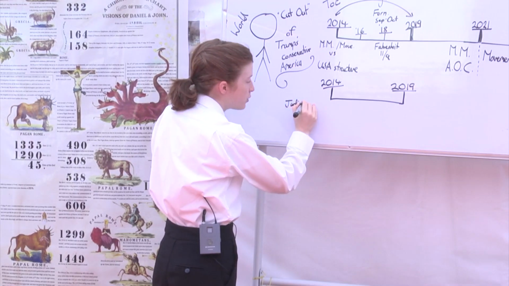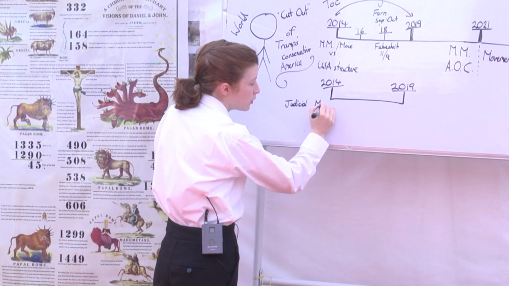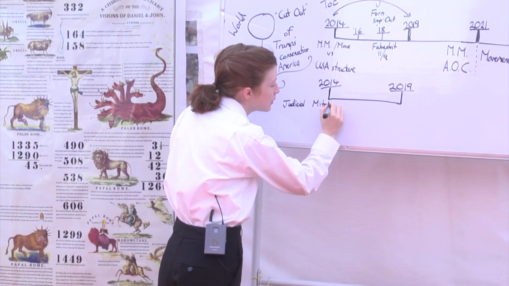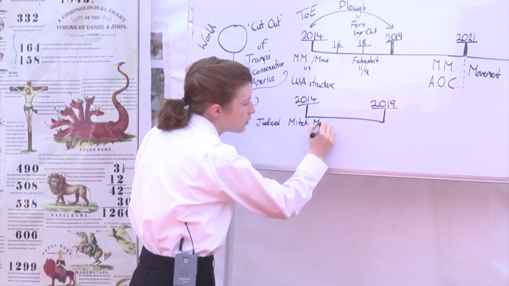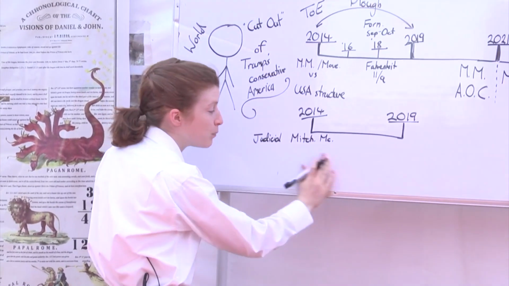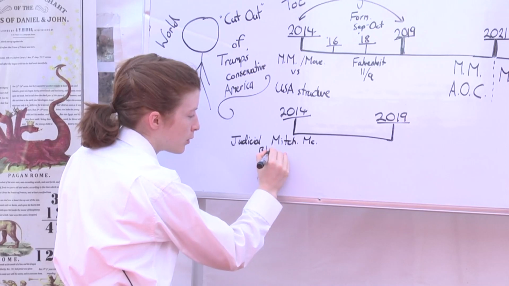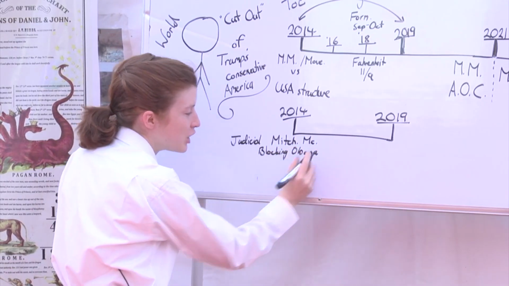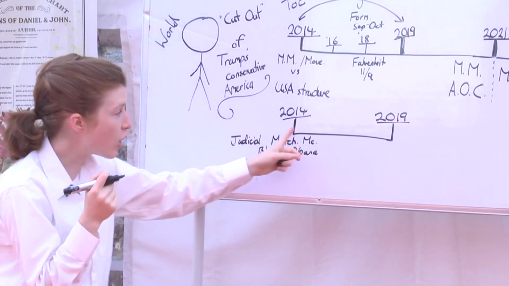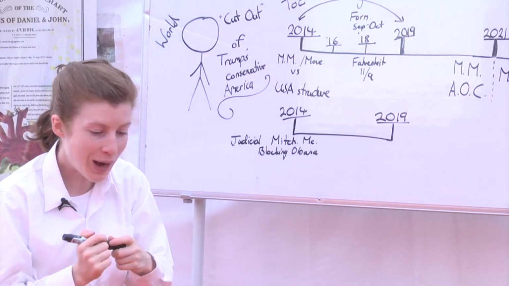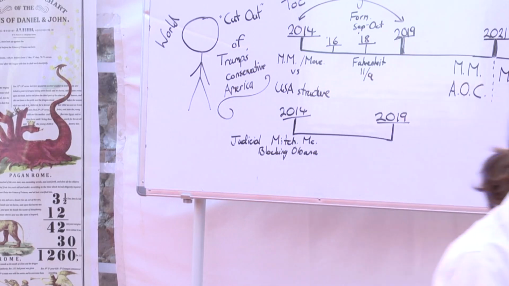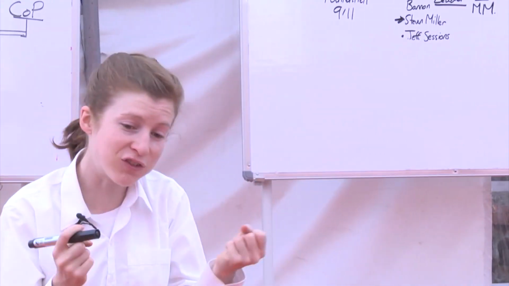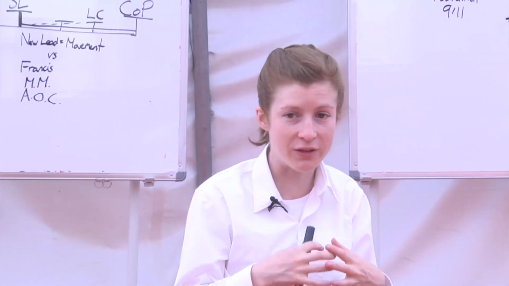So Mitch McConnell, can't write MM, look like Michael Moore. Mitch McConnell starts blocking Obama appointing any judges. So from 14 to 19, you have first Obama can't appoint any judges, and then Donald Trump starts flooding the judiciary with conservative judges.